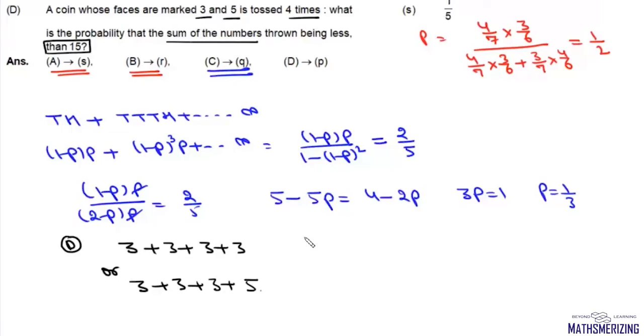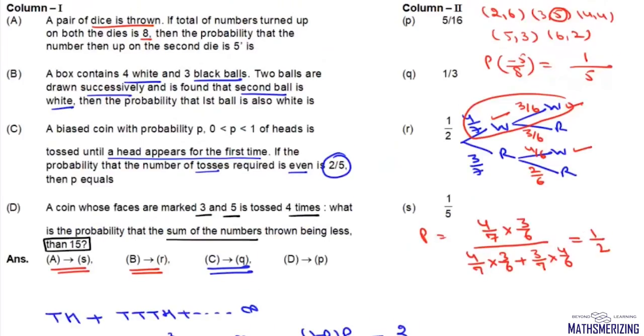Now for the first one, the probability is 1/2, 1/2, 4 times, so 1/2 to the power 4. And here, out of these 4, any one can be 5, so it will be 4C1, and then three of them 3's and one 5, which again is 1/2 to the power 4. So it will be 5/16. So this probability is 5/16, and that's your option B. And this is the answer to this question.